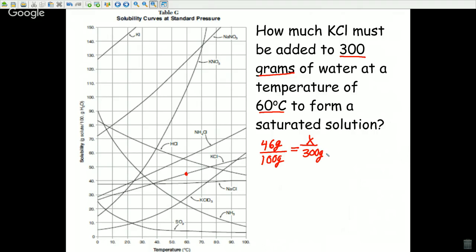So usually if you set it up as a proportion, you'll get the right answer every time. But if you notice that it's 3 times as much water, you just have to multiply the 46 times 3. So that's 138 grams.